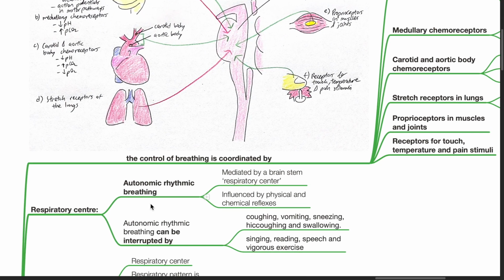The respiratory center controls autonomic rhythmic breathing. It is mediated by a brainstem respiratory center influenced by physical and chemical reflexes. The autonomic rhythmic breathing can be interrupted by coughing, vomiting, sneezing, hiccuping, swallowing, singing, reading, speech, and vigorous exercise.